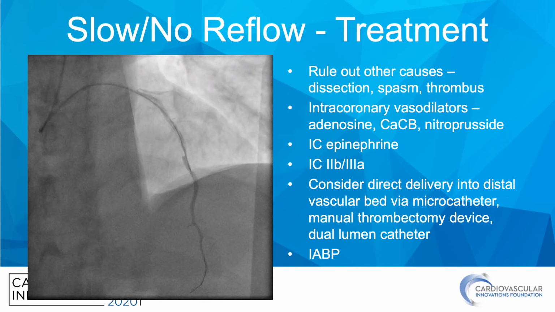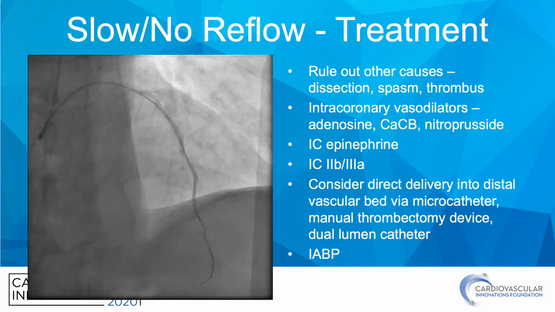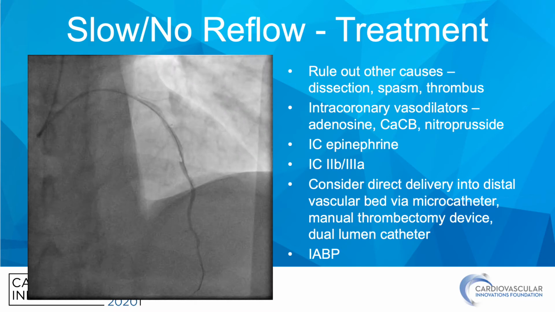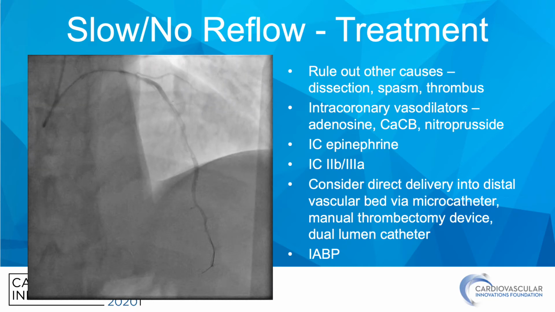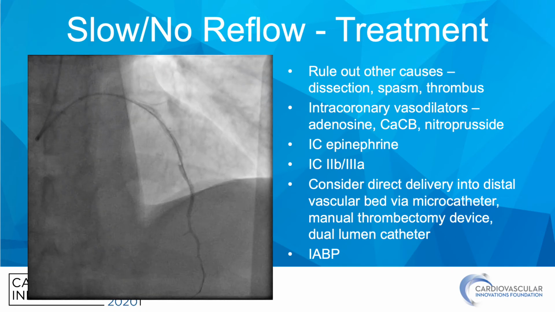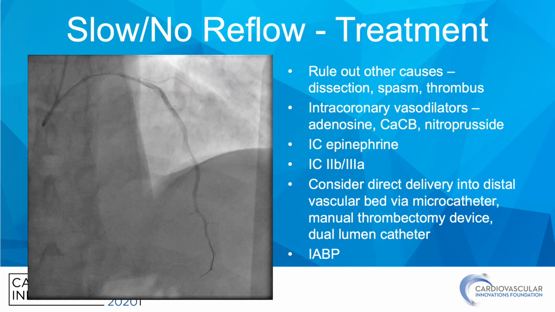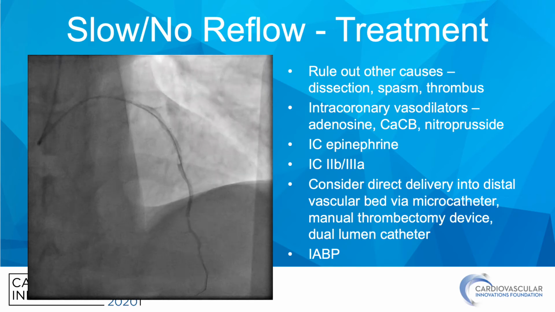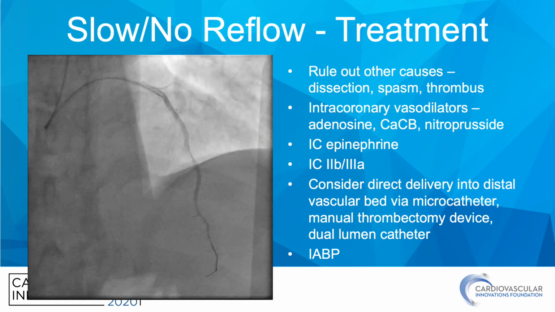When you encounter slow or no reflow down a coronary artery, it's important to rule out other causes such as dissection, spasm, or thrombus. The mainstay of treatment is intracoronary vasodilators with adenosine, calcium channel blockers, and nitroprusside. Occasionally, intracoronary epinephrine is needed. Direct delivery to the distal vascular bed via a microcatheter, manual thrombectomy device, or a dual lumen catheter can be useful. Finally, intra-aortic balloon pump can be helpful in increasing coronary perfusion pressure.